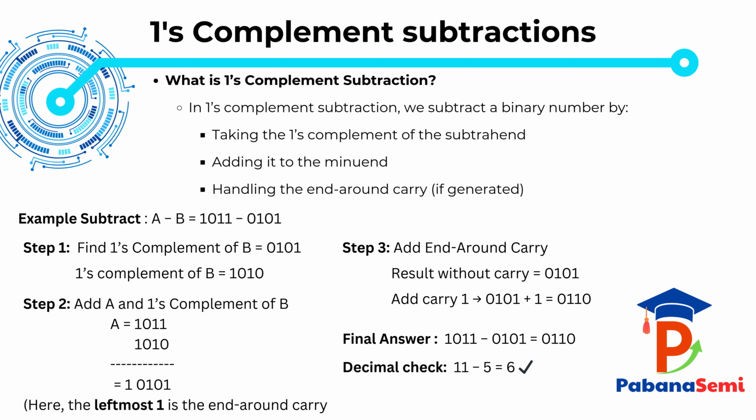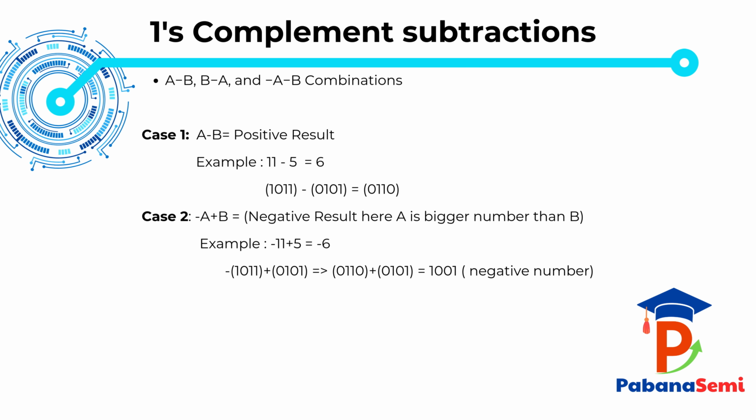That matches our expected result because 11 minus 5 equals 6. And that's the key idea of ones complement subtraction. Complement, add, and handle the end-around carry. Now let's understand how different subtraction combinations behave in binary using complement arithmetic. We'll look at 3 important cases: a minus b, b minus a, and negative a minus b.